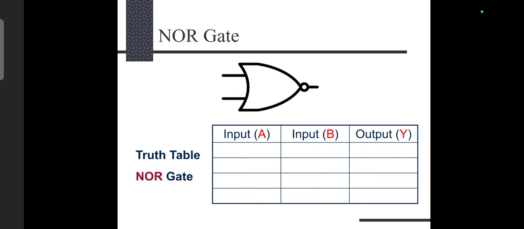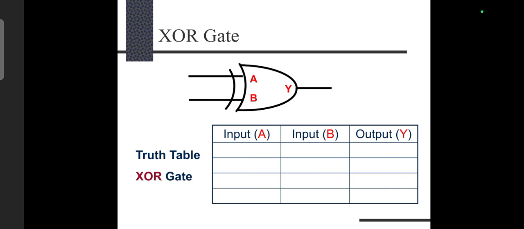So next is the NOR gate. Similar to the NAND gate, the inverted operation of the OR gate is the NOR gate. Inputs are capital A, B, output is Y. When 0, 0 is applied, the output is 1. When 0, 1 is applied, my output is 0. When 1, 0 is applied, my output is equal to 0. When finally 1, 1 is applied, my output is equal to 0.